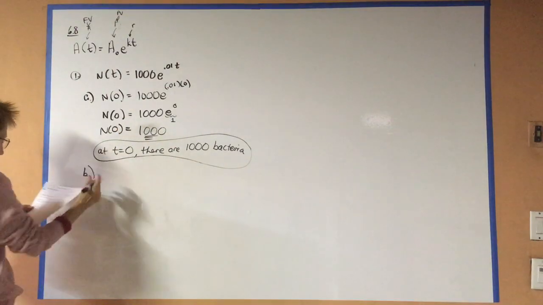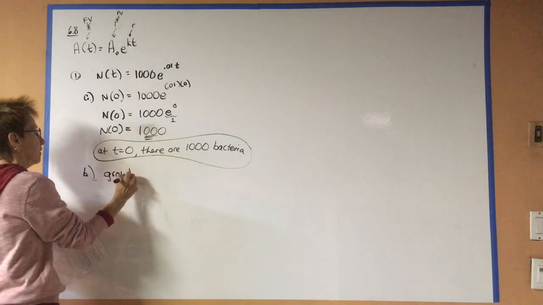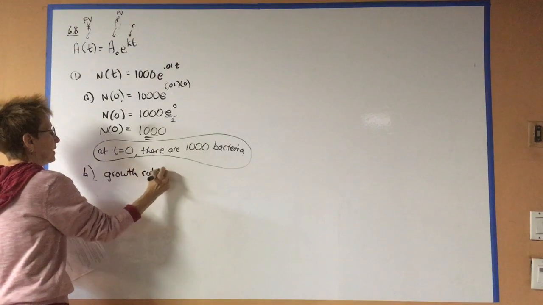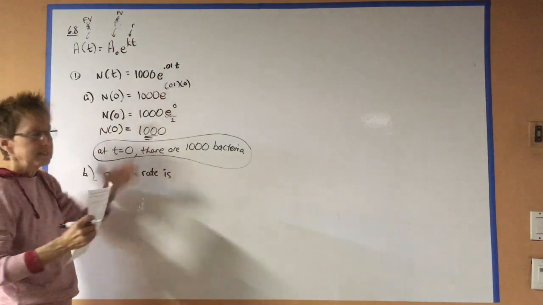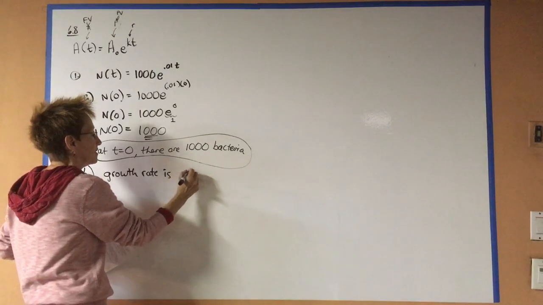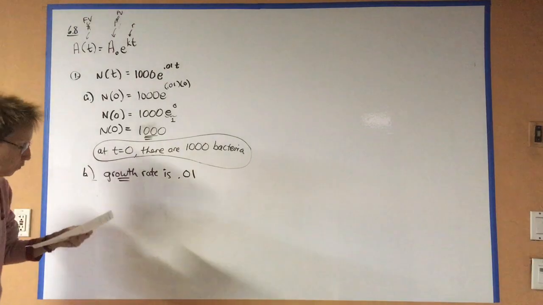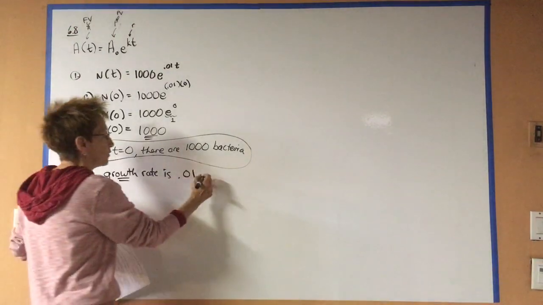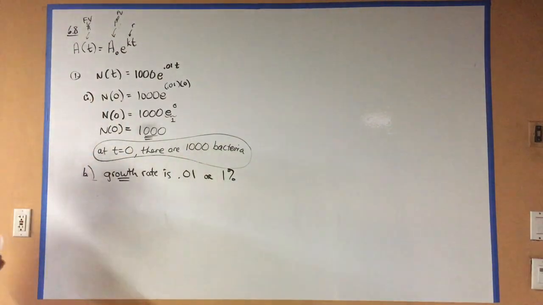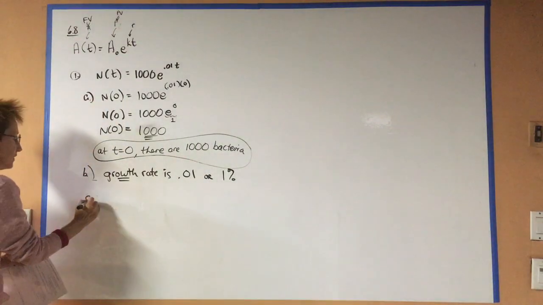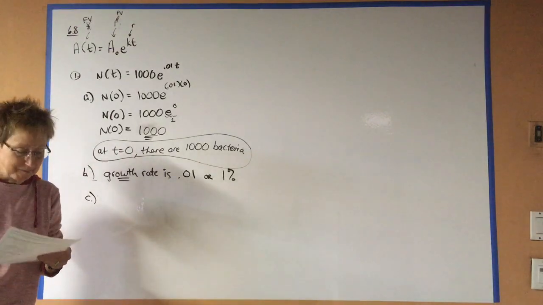Part B says, what is the growth rate of the bacteria? Growth rate is like the interest rate. The growth rate is 0.01. It's growth because it's positive. If you want to, you can write that as a percent. So you could say it's 1%. So the growth rate is 1%. It's growing by 1%, more or less.